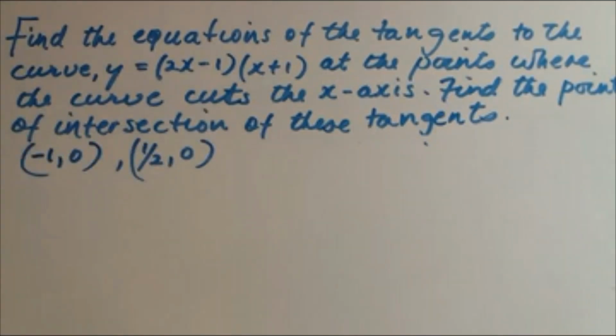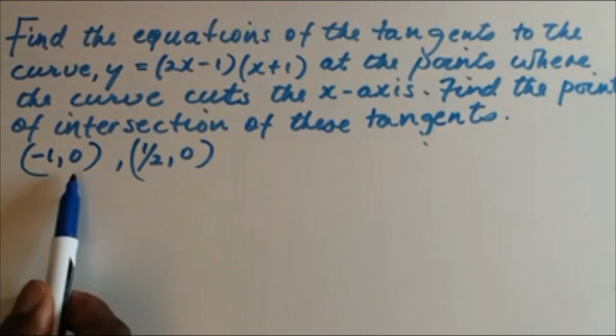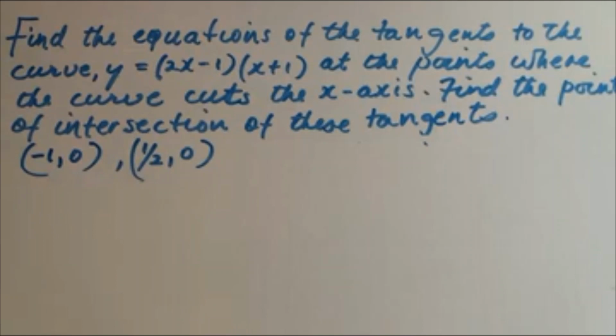Now that we have our 2 points, -1, 0 and a half, 0, where the 2 tangents cut the x-axis, we can go ahead now and find the gradient. But how do we do that? Well, what we're told is that the curve cuts the x-axis at these points, so we know the y coordinate is 0 in both cases.